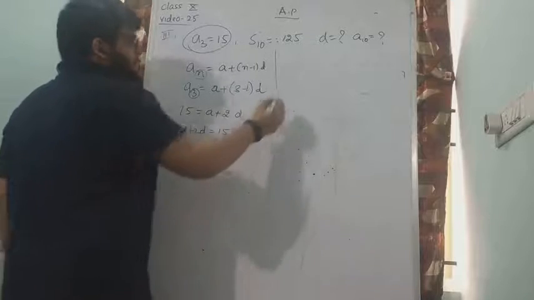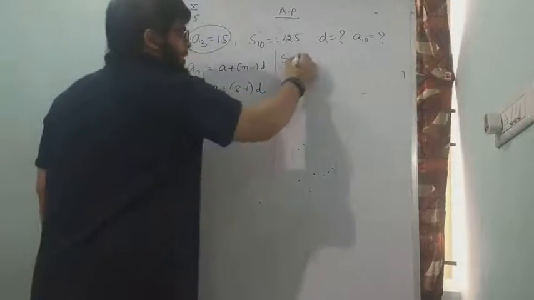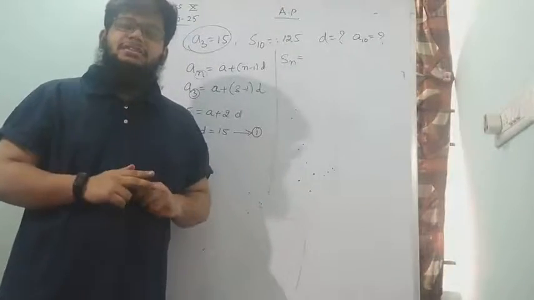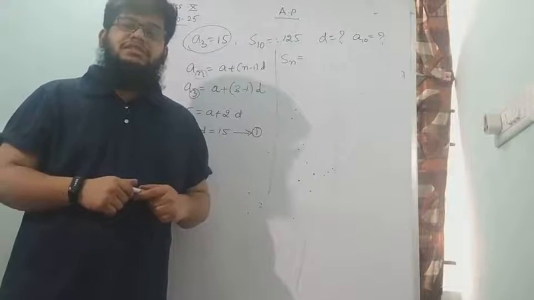Then I have S10 is equal to 125. S10 means I'll make use of the Sn formula. Try to make use of the Sn formula and try to get the second equation. Try as much as you can. I've given you the hints. And if you want, I'll do the solution in the next class if you're not interested.